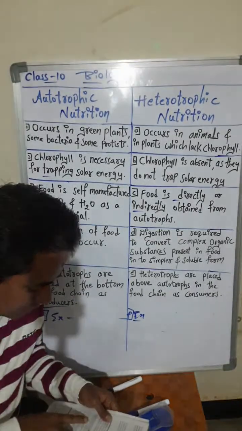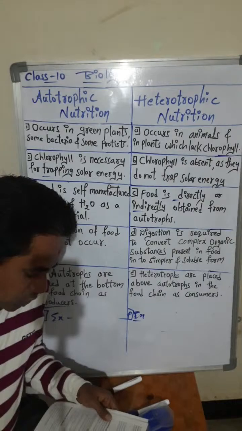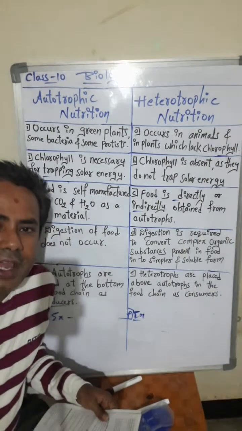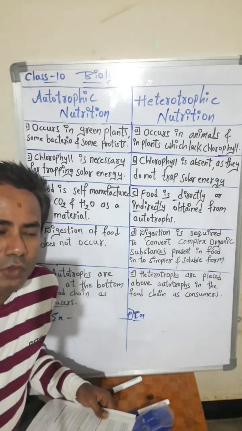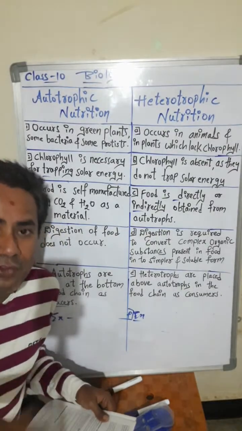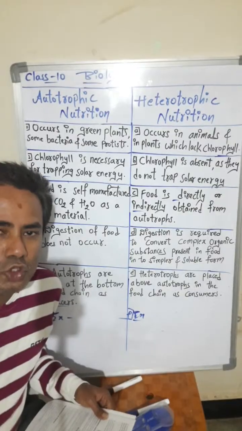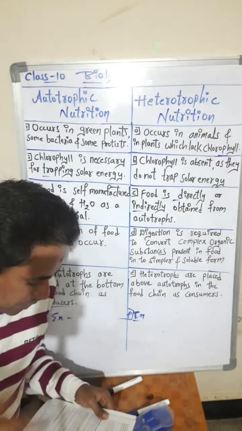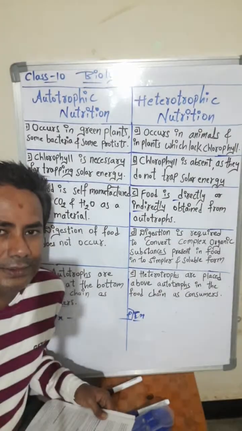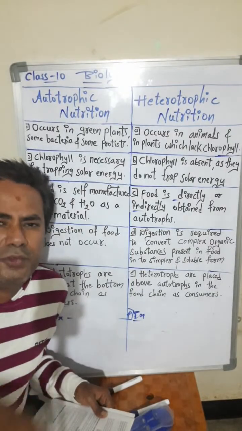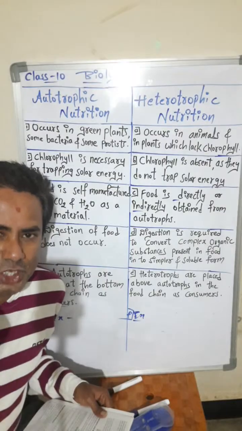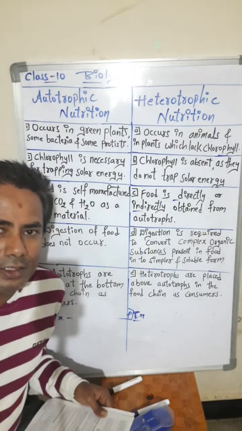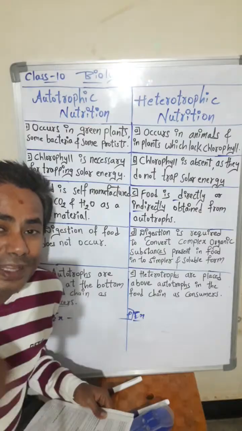Let us discuss here. Breathing is a physical process. It involves inhalation of fresh air and exhalation of foul air. We inhale fresh air and we exhale foul air. So this is the first difference. We just inhale and exhale, breathe in and breathe out. Fresh air we take, foul air we exhale or breathe out.